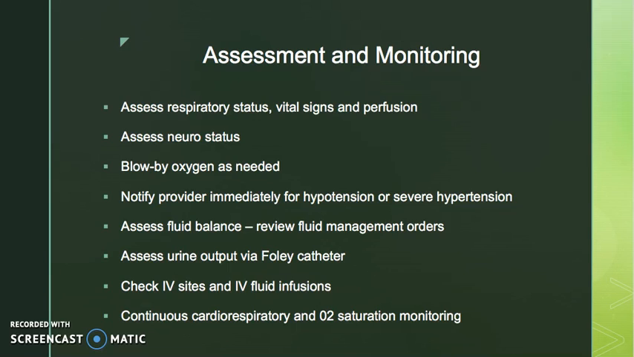You'll assess the fluid balance immediately and look at the fluid management orders. Check the urine output from the Foley catheter, making sure that it is patent. Check the IV sites, make sure they are intact and that the IV fluids are infusing appropriately. And you will make sure the patient is on continuous cardiorespiratory and oxygen saturation monitoring, preparing to do hourly vital signs, or more often if needed.